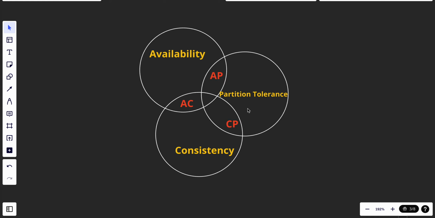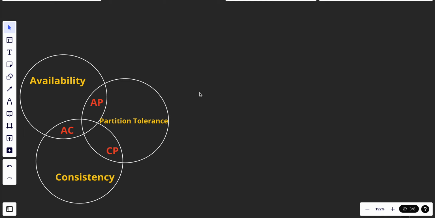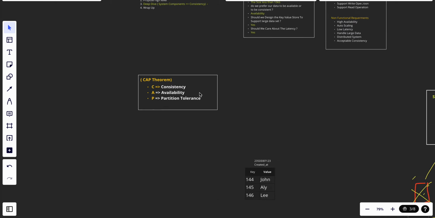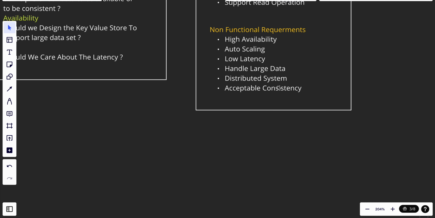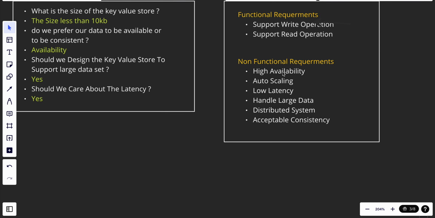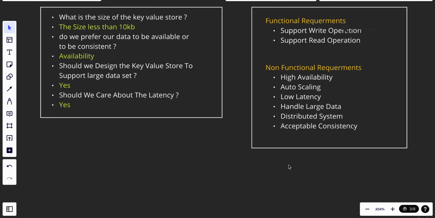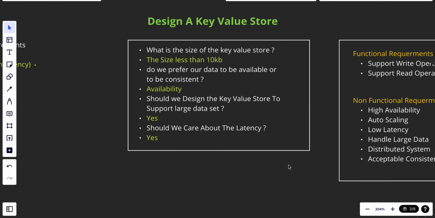We think that partition tolerance is not something that we can avoid, so a CA system is not a real-world distributed system application. So we only talk about AP and CP, and we choose AP because our functional requirements require high availability and acceptable consistency. So this is a keyword to go with AP. Maybe your interviewer will ask you for a CP system instead of an AP system. There is no one design that fits all; each design serves specific requirements.